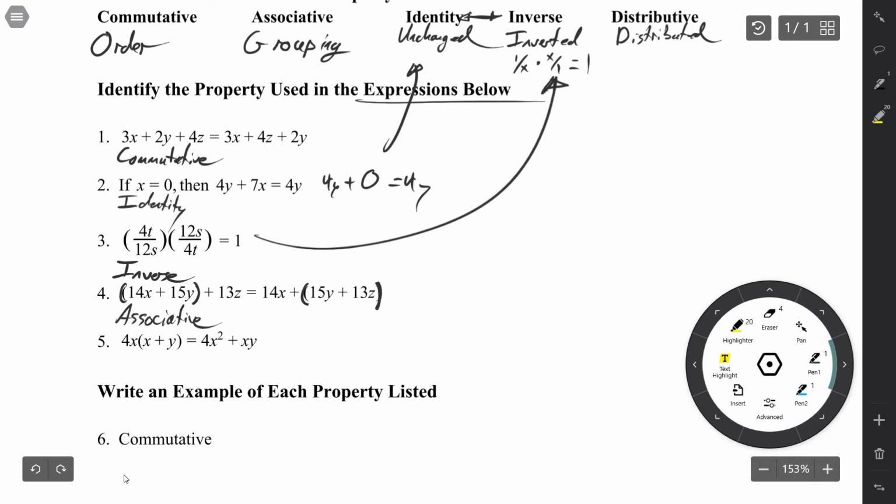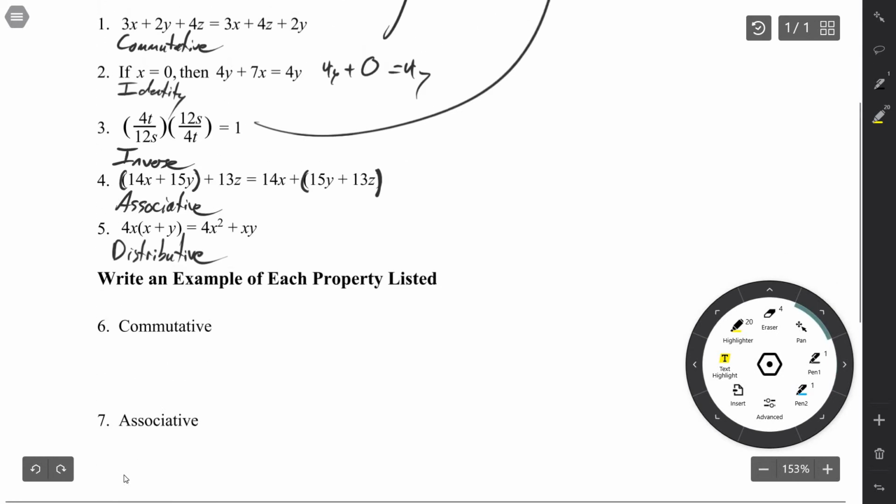And if you want to, you can use a process of elimination. We've used the commutative, the associative, the identity, the inverse, but I mean, this is also just 4x distributed twice. So this is just the distributive property. Distributive property. Perfect. Moving on down.